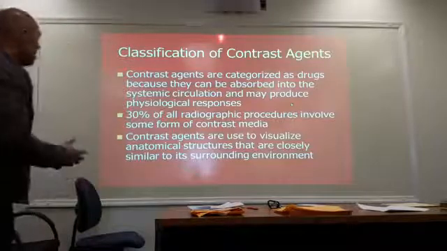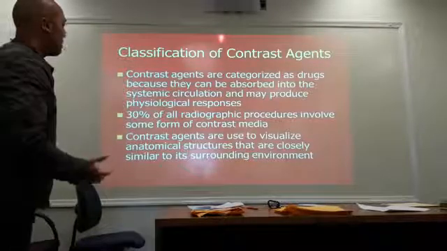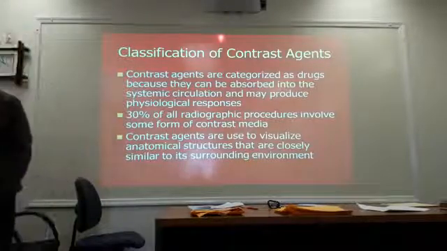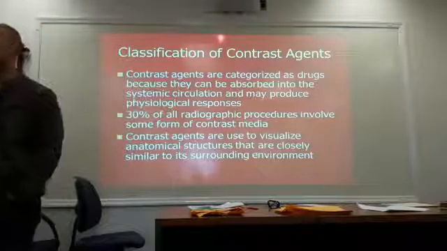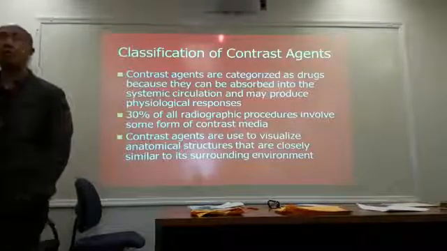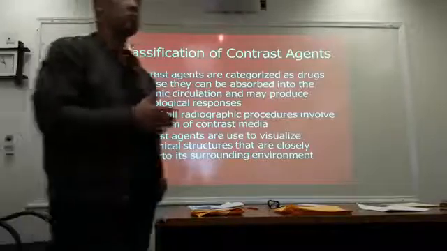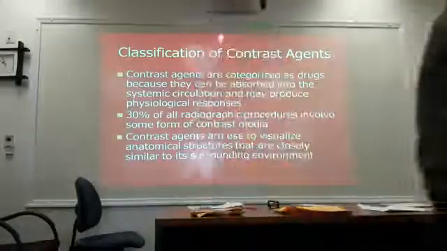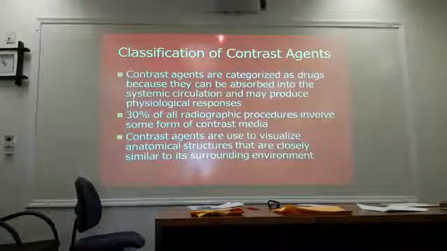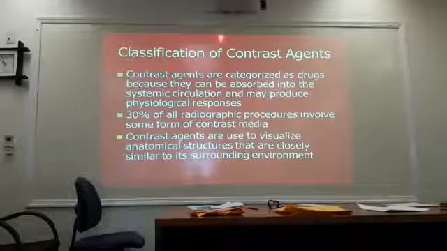Now, contrast agents are categorized as drugs because, as we had said, they can cause biological responses. 30% of the procedures that we perform, that's a huge number, require some form of contrast agent. When you're looking at an x-ray, it's very easy to see bone, right? We know what bone looks like.